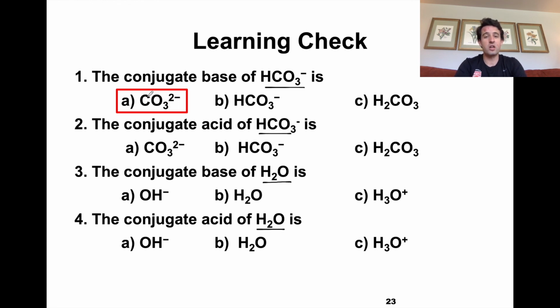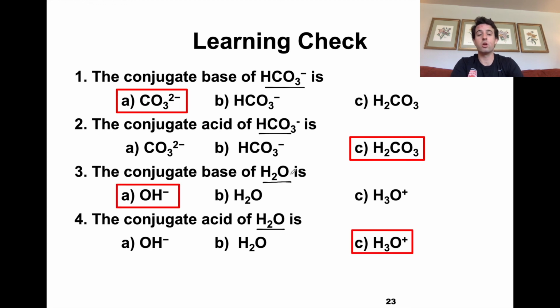For the next one, to find a conjugate acid, we need to add more H's. So the answer is going to be C, H2CO3. For the last two, H2O, very similar thing here. Base needs to have fewer, so it's going to be OH minus. And the conjugate acid needs to have more, so it'd be H3O plus.